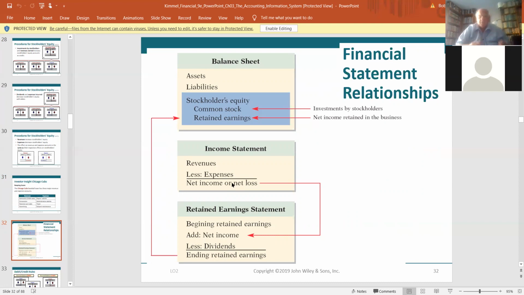Once we have that done, we're able to go to our second financial statement, which is the retained earnings statement. We're going to take the beginning retained earnings, add that net income, and subtract the dividends. That's going to give us our ending retained earnings, which we then bring up to the balance sheet. And the balance sheet is assets equal liabilities plus equity. And we're going to go through this in some detail, okay?